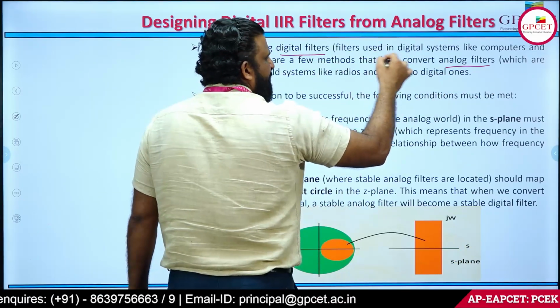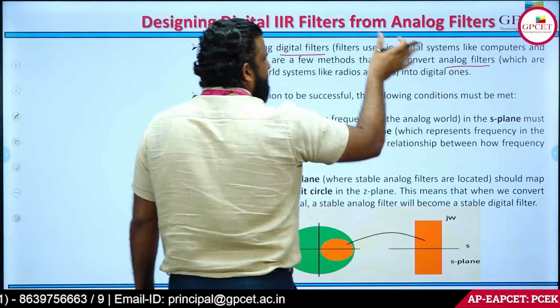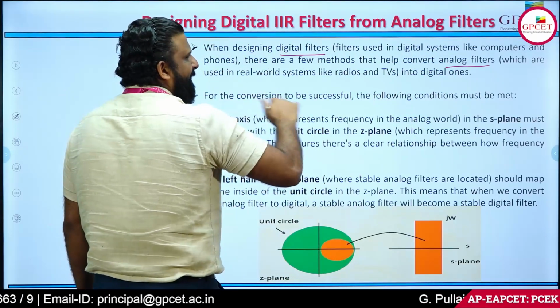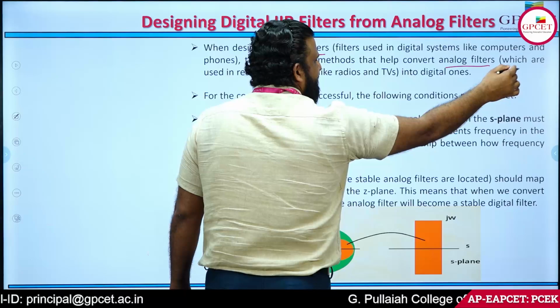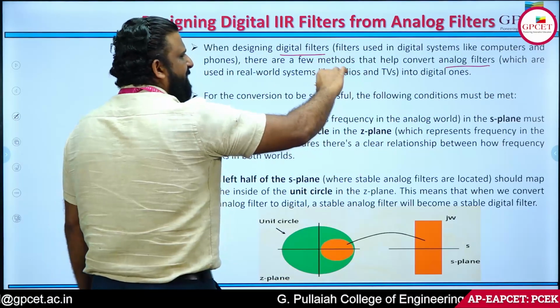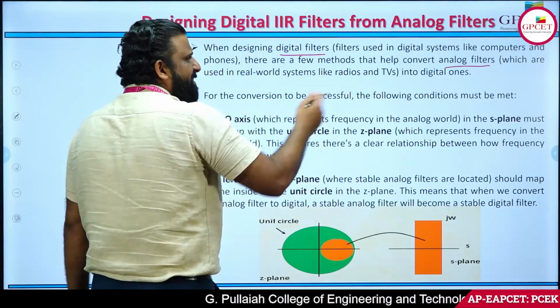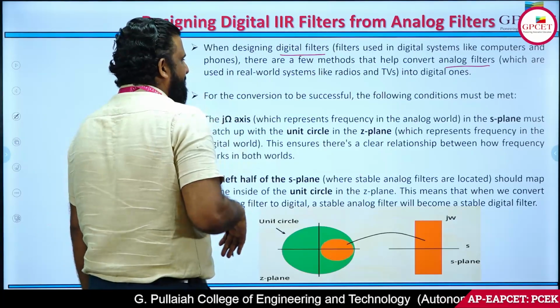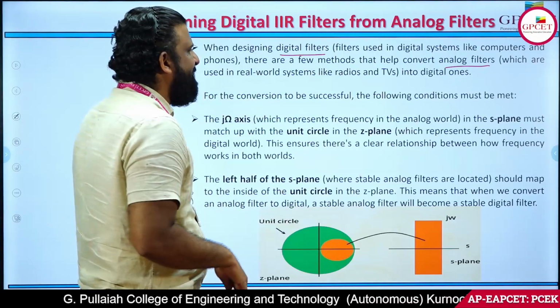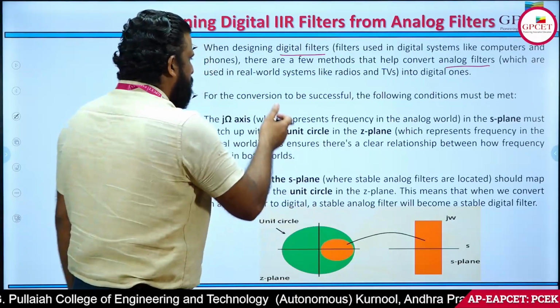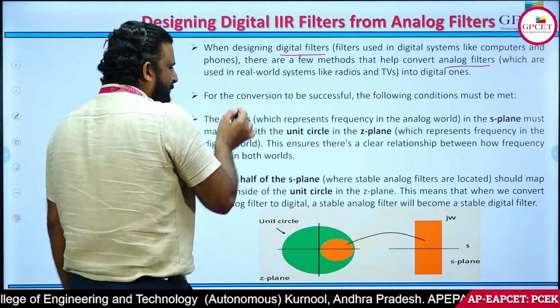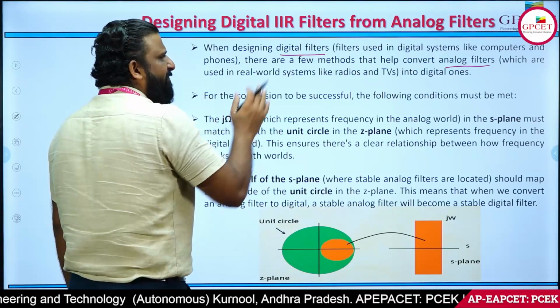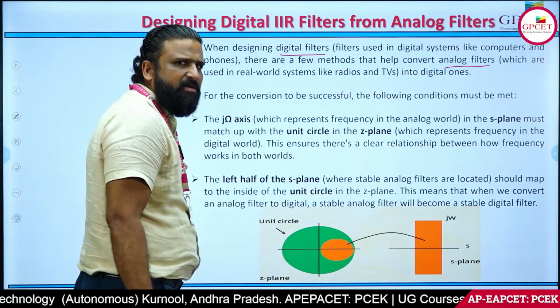So filters which are used in digital systems, how are they formed? By converting analog filters, that is, the filters in analog form like radios and TVs. Now the conversion happens from analog to digital filters. For the conversion to be successful, it should satisfy these two conditions. Be careful, these are the two conditions.